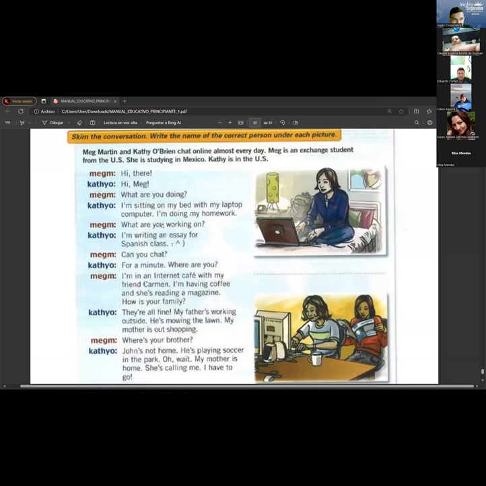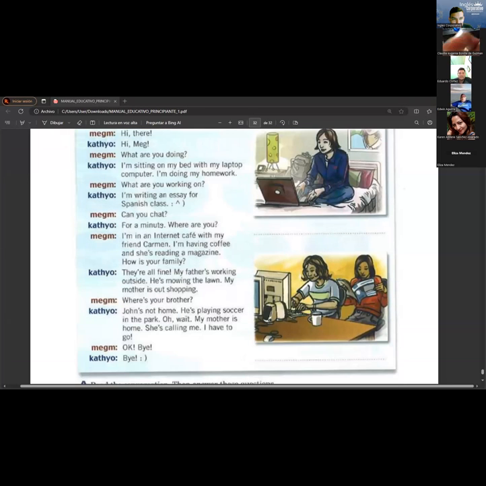Okay, it says, hi there. Hi, Meg. What are you doing? I'm sitting on my bed with my laptop computer. I'm doing my homework. What are you working on? I'm writing an essay for a Spanish class. Can you chat for a minute? Where are you? I'm in an internet cafe with my friend Carmen. I'm having coffee and she's reading a magazine.